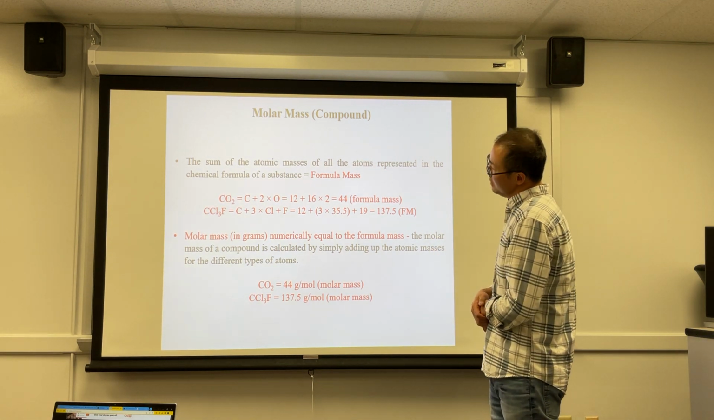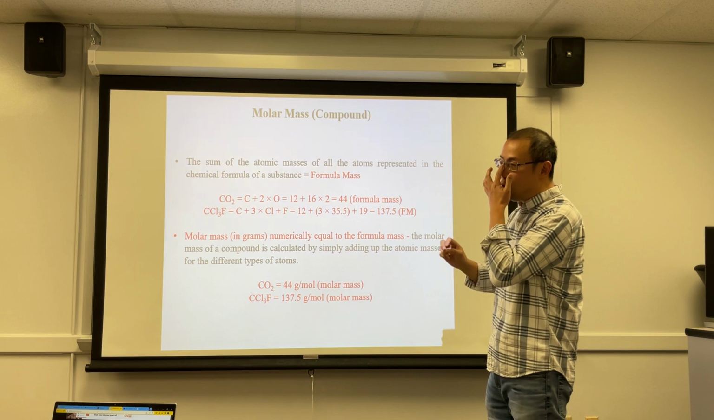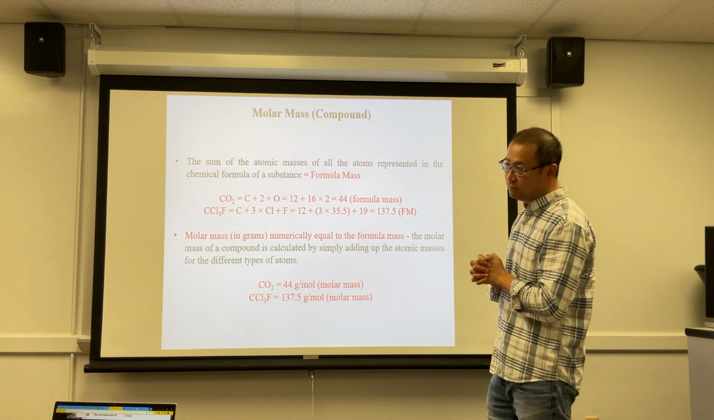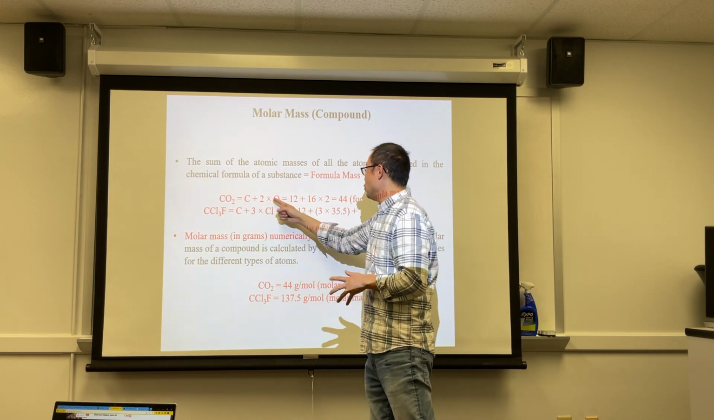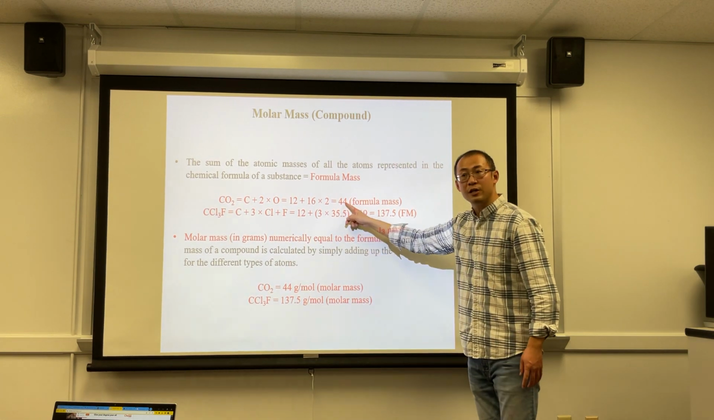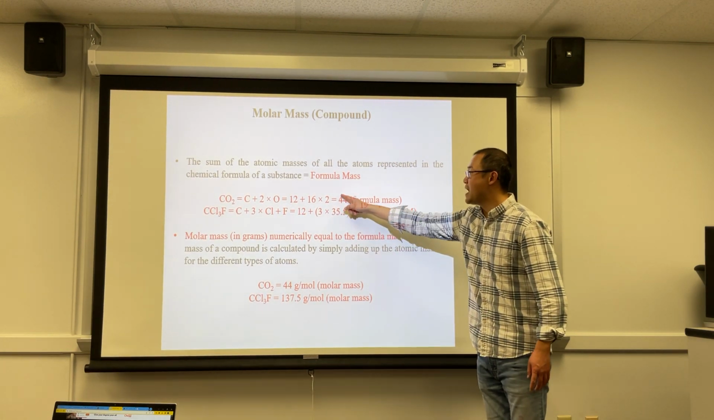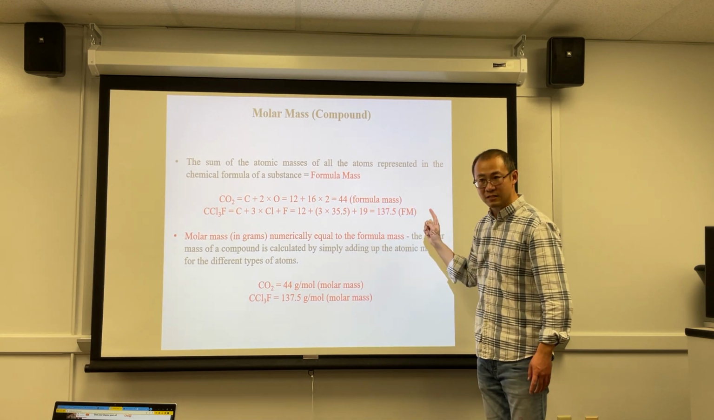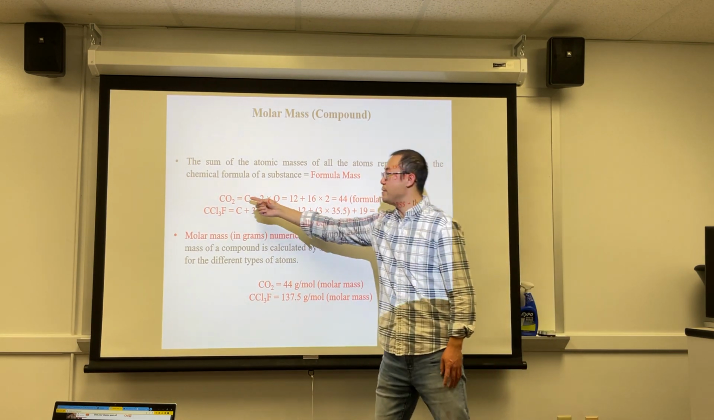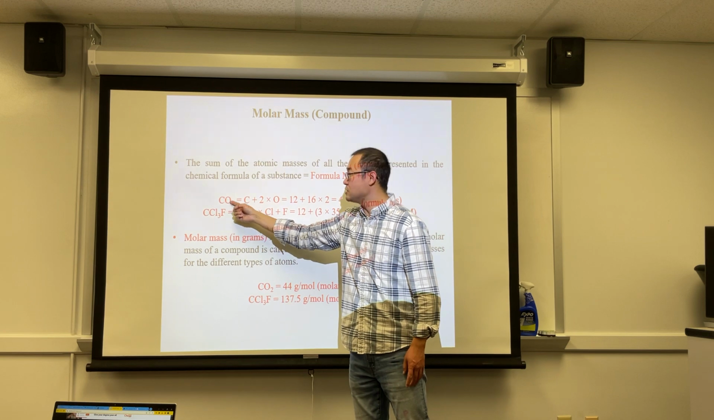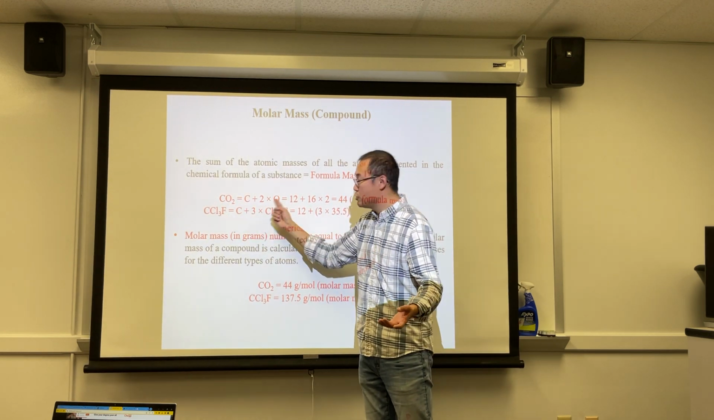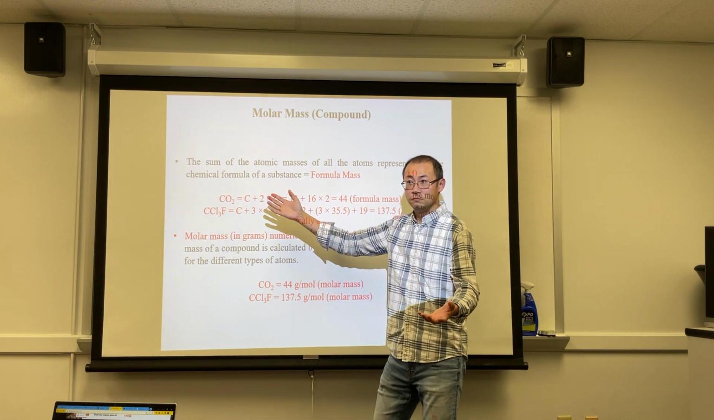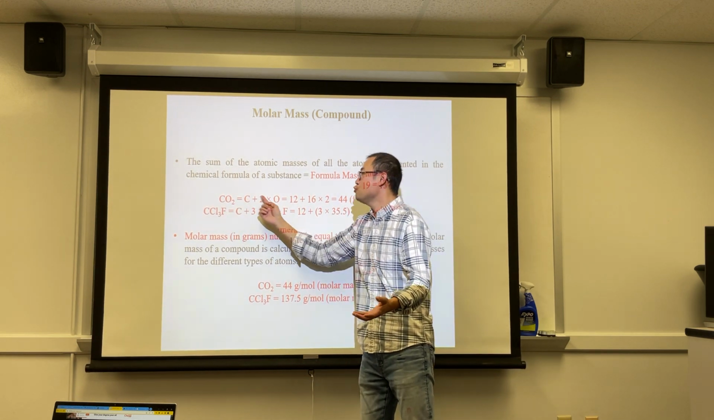For a molecule, if we add all the atomic masses together, we can get a mass of the molecule too. We call this mass the formula mass. For example, carbon dioxide. Carbon dioxide's molecule contains one carbon and two oxygen, by the formula.